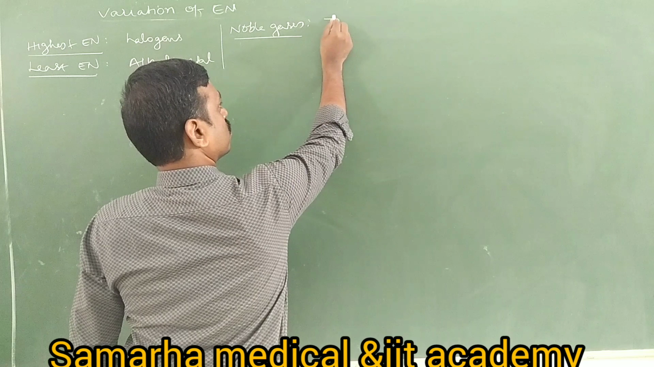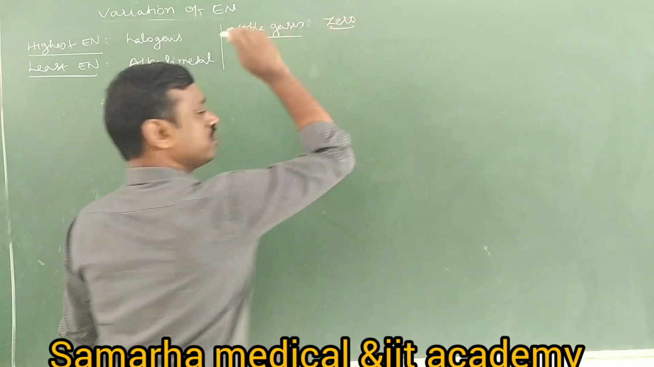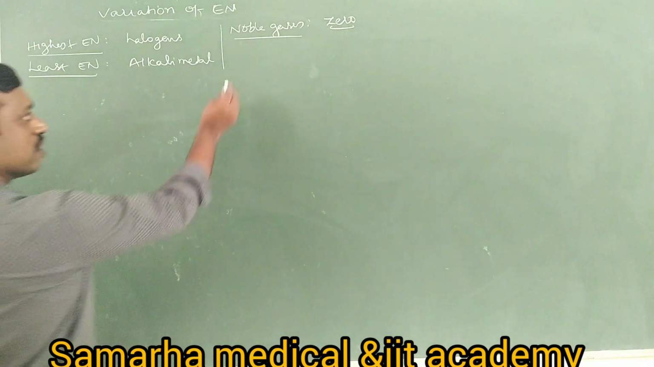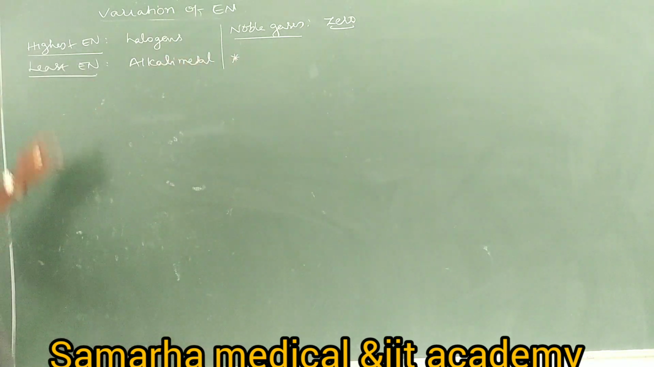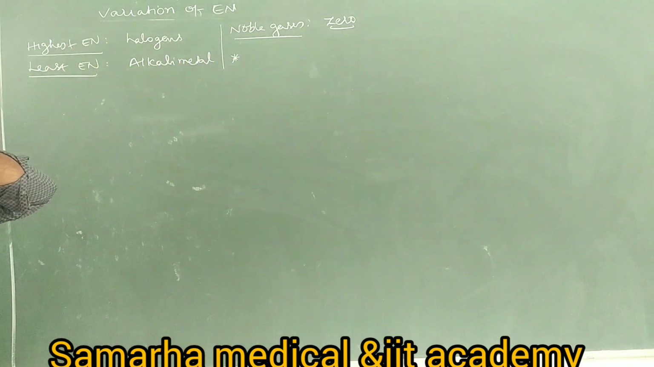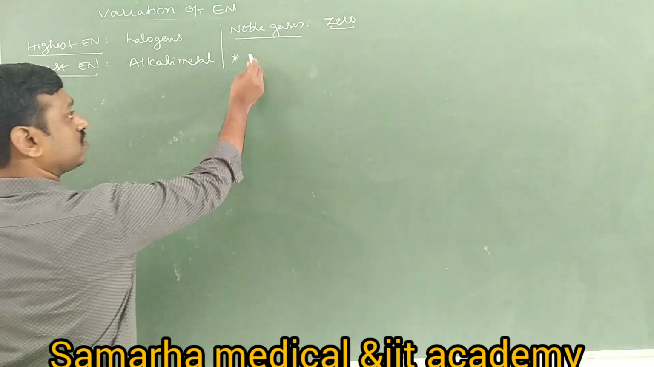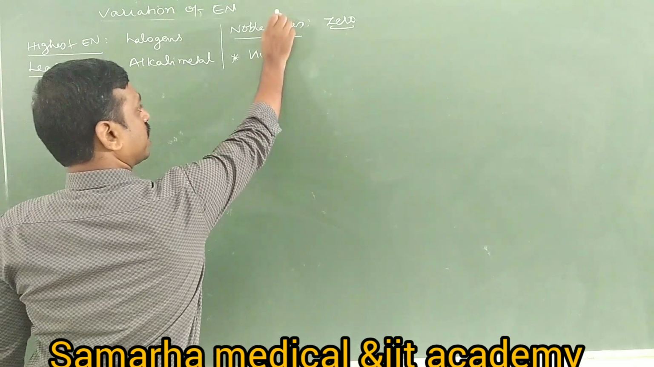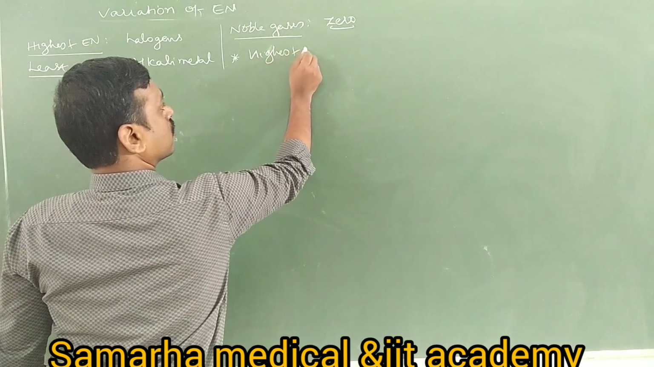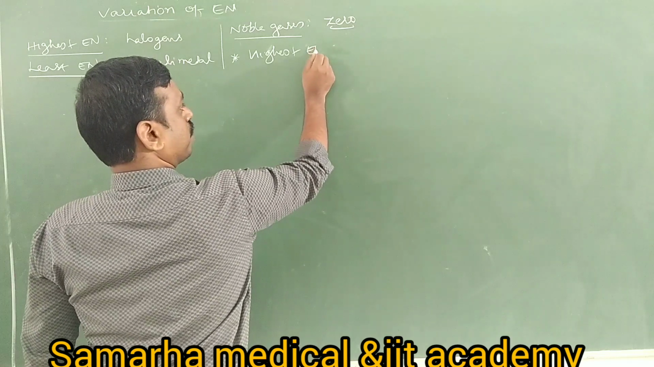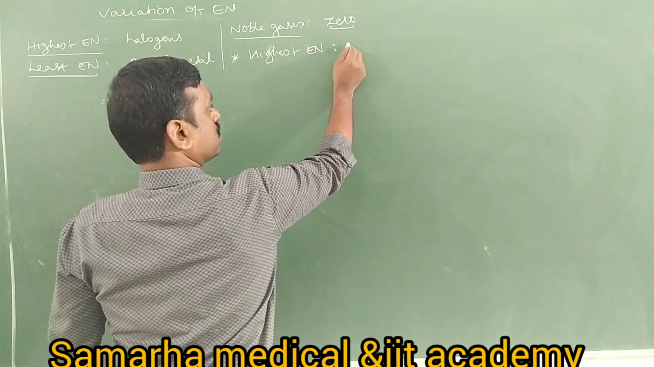Therefore noble gases have zero tendency, or zero electronegativity. Okay, next point. Halogens have the highest electronegativity. Which element has the highest electronegativity? The highest electronegativity is fluorine.